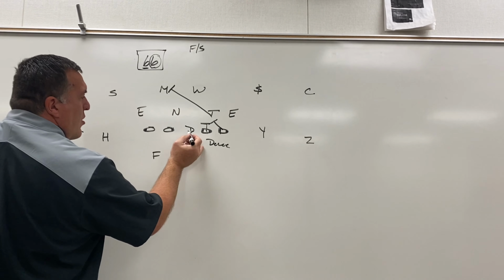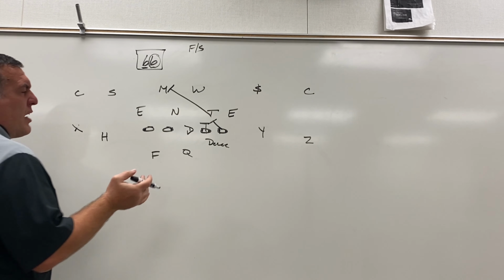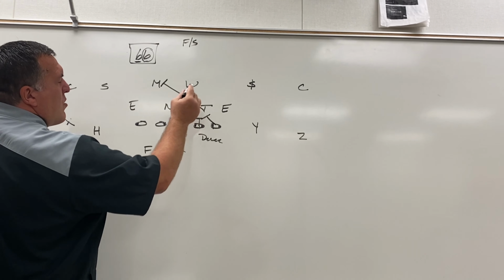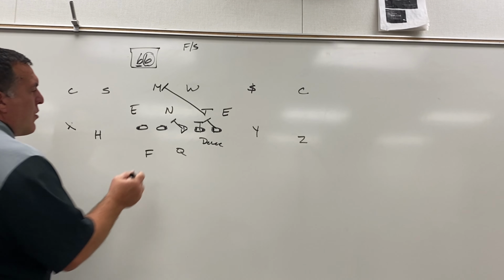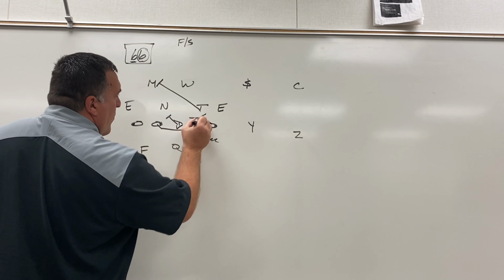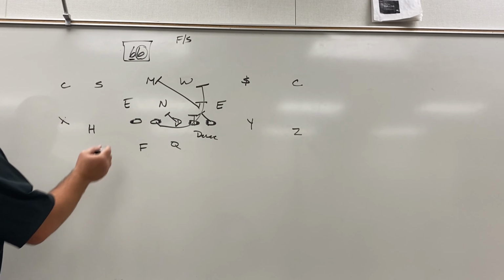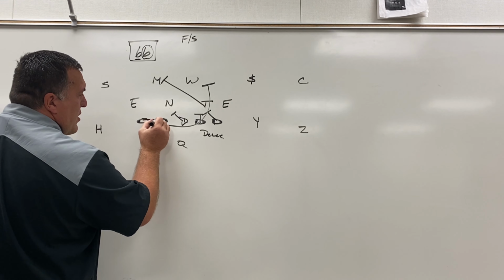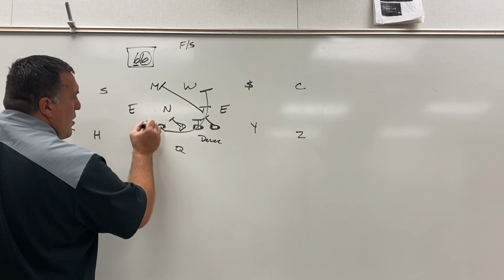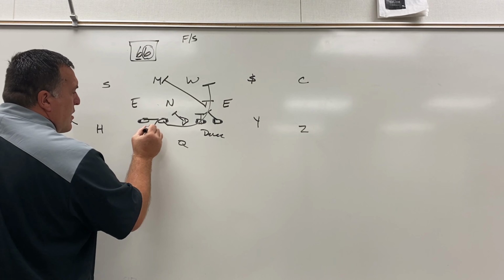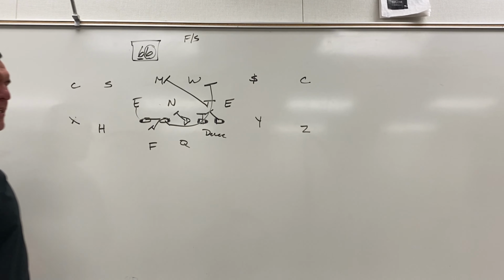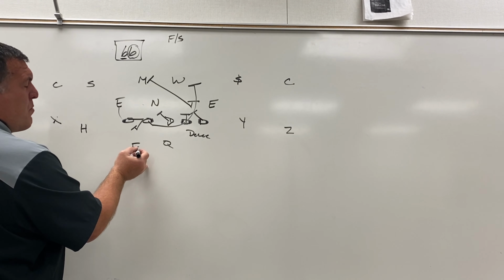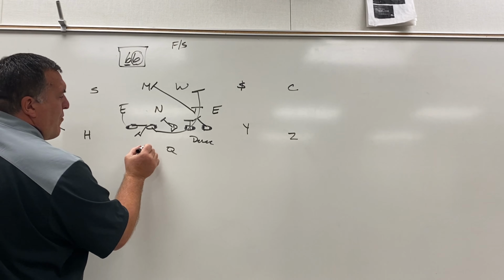Now, our center is going to block down as well. And now our guard is going to pull around, and he's going to pull for the first linebacker in the box. Our left tackle here is going to use a hinge technique, which means he's going to step down and make sure no one comes in through this area, and then he's going to step back and end up blocking this defensive end.